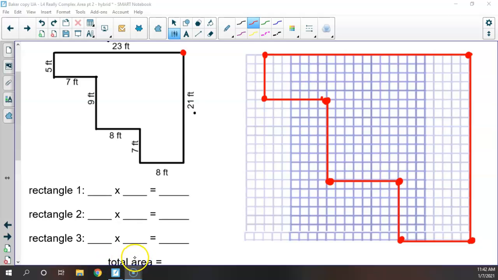All right, hopefully you double checked your counting after you drew your lines. I know I did. Like I said, all those boxes can play tricks on your eyes. So make sure you double count and make sure you have that correct.